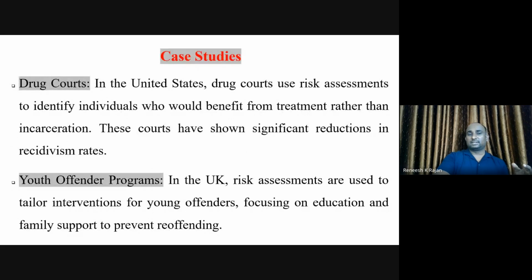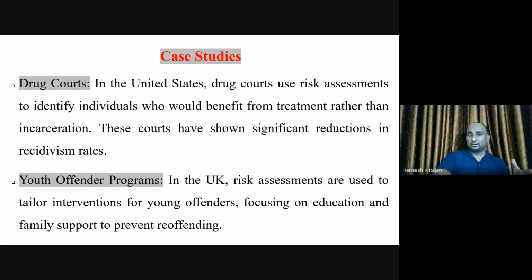So, some case studies: drug courts. In the United States, drug courts use risk assessment to identify individuals who would benefit from treatment rather than incarceration. These courts have shown a significant reduction in recidivism rate. This is one case study, in the case of substance abuse in the United States. They do risk assessment, and instead of giving them punishment or incarceration, keeping them in prison, they give intervention programs based on their criminogenic needs. Here, the criminogenic need is substance abuse, so de-addiction programs.